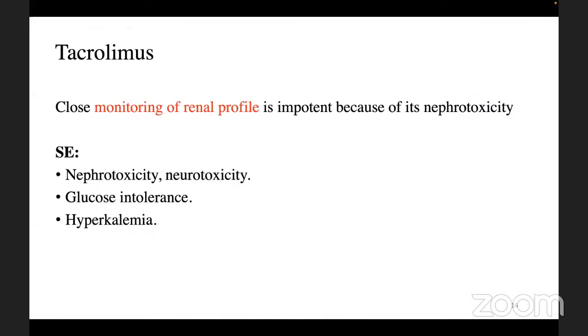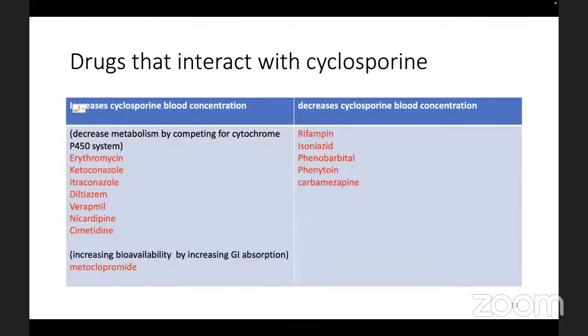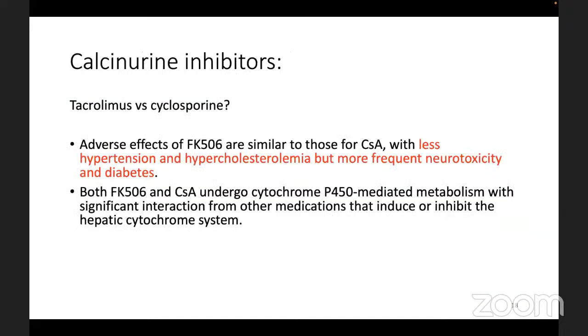Tacrolimus requires close monitoring of the renal profile because of its nephrotoxicity, but it's also associated with other side effects like neurotoxicity, glucose intolerance, and hyperkalemia. Cyclosporins like Neoral, Gengraf, and Sandimmune have many drug-drug interactions and are associated with worse side effects compared to tacrolimus. Some drug interactions with cyclosporin include those that decrease metabolism by competing for the cytochrome P450 system, like erythromycin, ketoconazole, diltiazem, and verapamil; some that increase bioavailability by increasing GI absorption, like metoclopramide; and some that decrease the cyclosporin blood concentration, like rifampin and isoniazid. The list goes on, actually. It's a very, very long list.